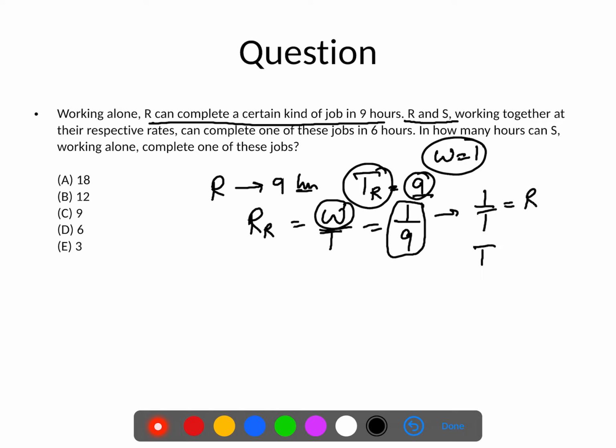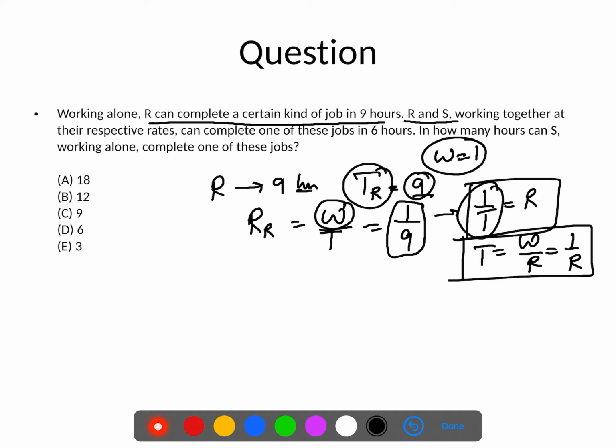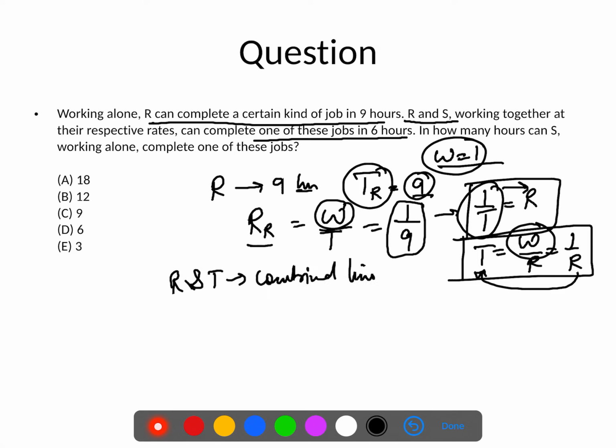And again time taken would be what? Work upon rate. So 1 over rate in this case would be the time taken. So inverse of time is rate for us, and inverse of rate is time, because we are taking work as 1. Same way, R plus S working together at the respective rates can complete one of these jobs in 6 hours. So R and S combined time is equal to 6 hours.